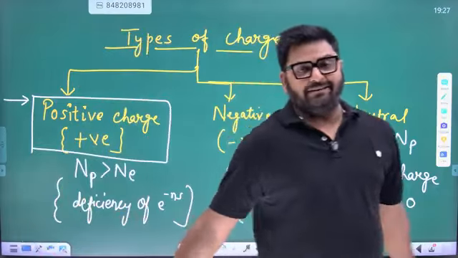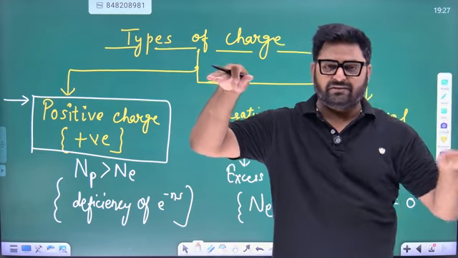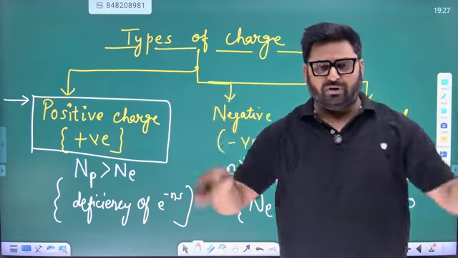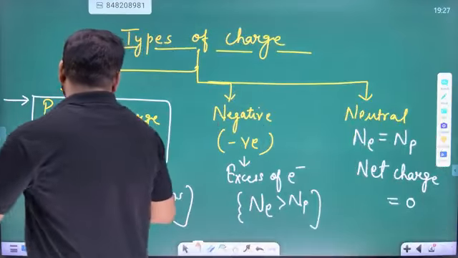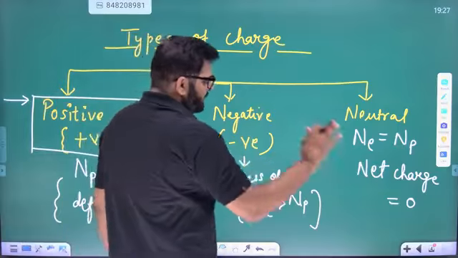Okay, I hope you understand this. Neutral means electrons and protons are equal, positive means electrons are less than protons, negative means electrons are more than protons. So this much is the charge. The types of charge are positive charge, negative charge and neutral.